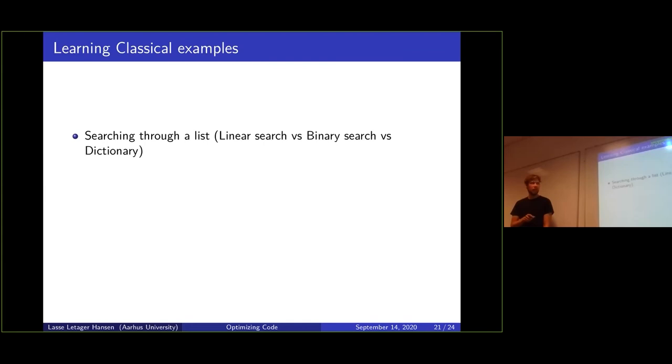However, if you sort your list, it will take log of n time because you can do binary search, which is you look up in the middle of the dictionary and say, is it this one? No, I know it's before that. And then you just keep halving the lookup index. And again, if you have a dictionary that's made for this, you can do the lookup in constant time.